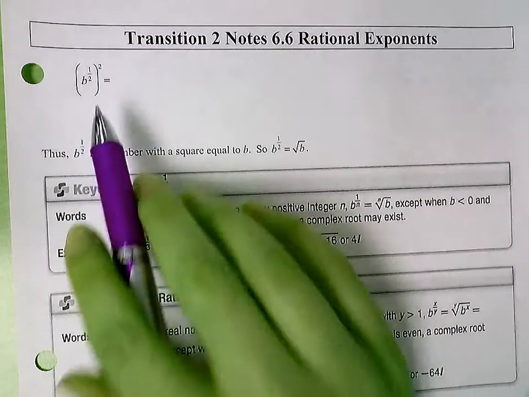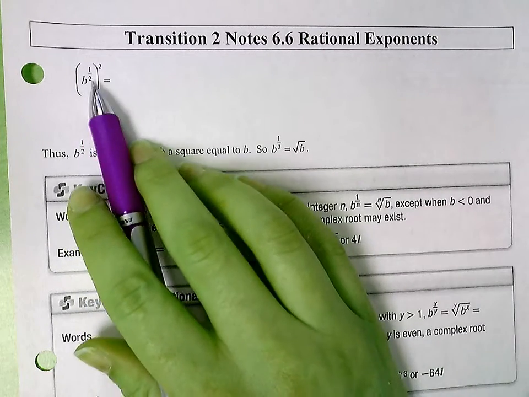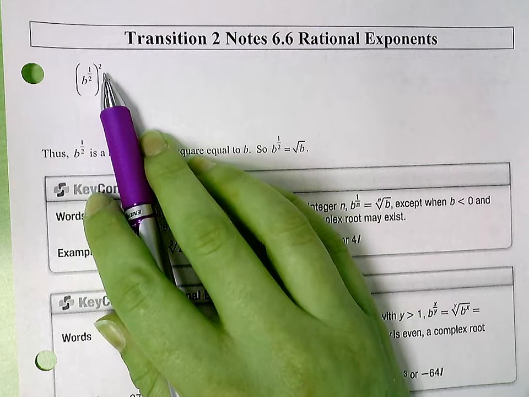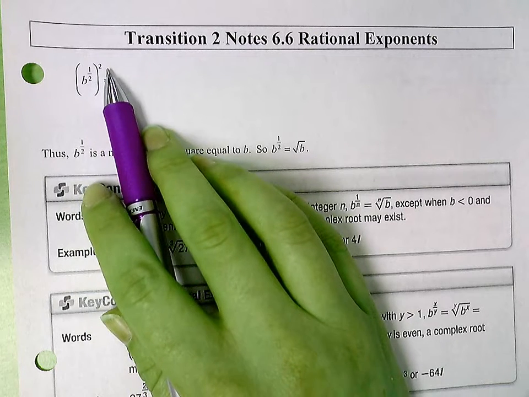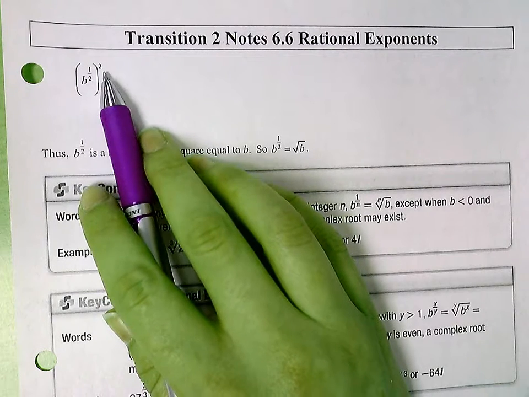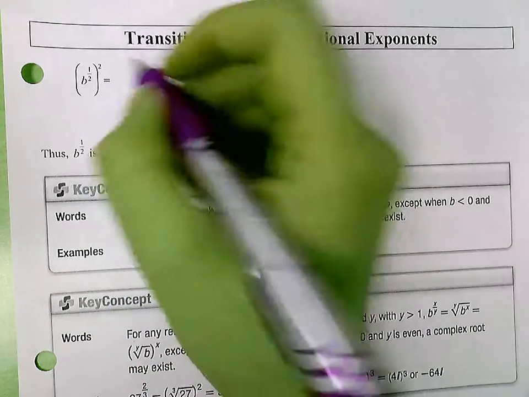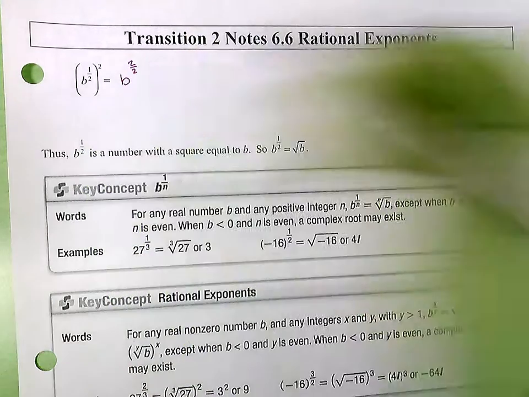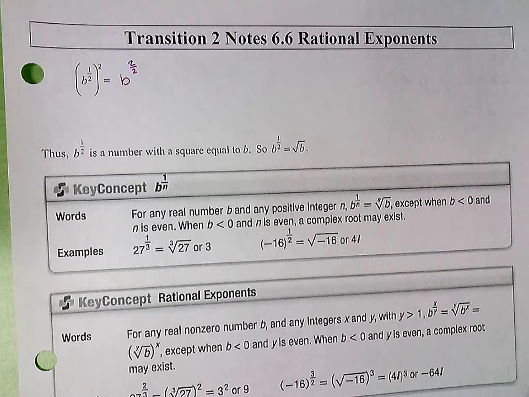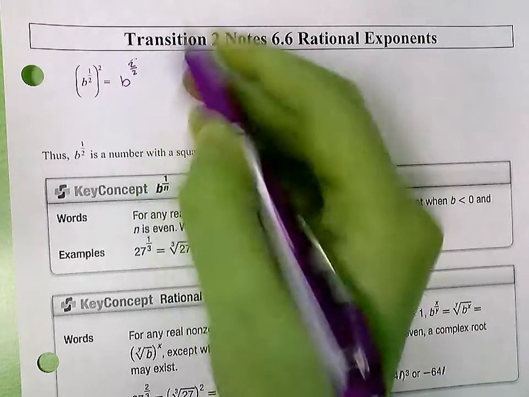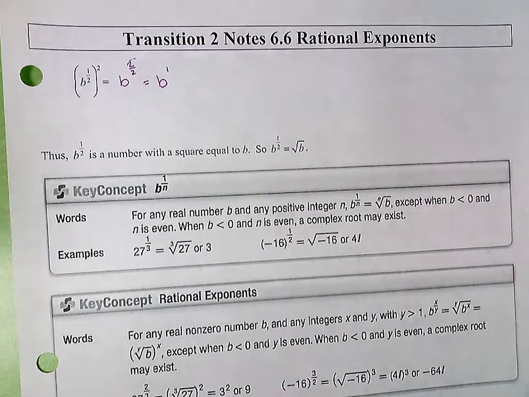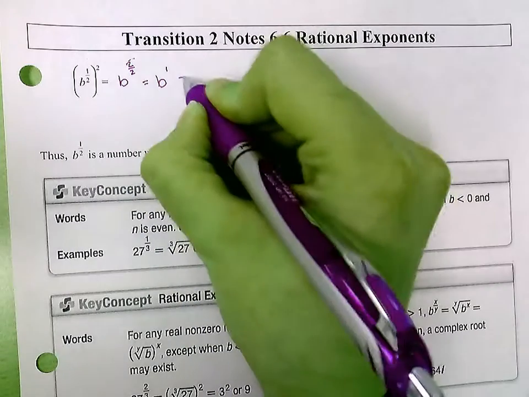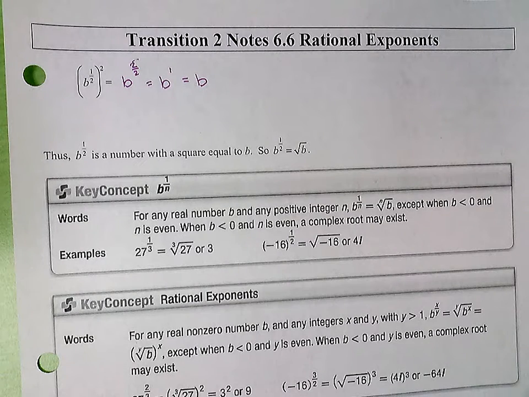So if I have b to the 1/2 power raised to the second, if you have a power raised to a power, you can multiply those two together. So I would have b to the 2/2, and I can reduce this fraction to just be b to the first, which is just b. So we can reduce those fractions as exponents by raising them to another power.